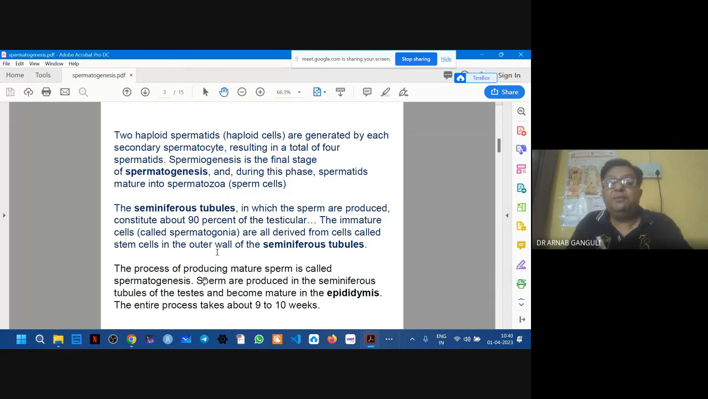The process of producing mature sperm is called spermatogenesis. Sperm are produced in the seminiferous tubules of the testes and become mature in the epididymis. The entire process takes about 9 to 10 weeks for sperm to form.